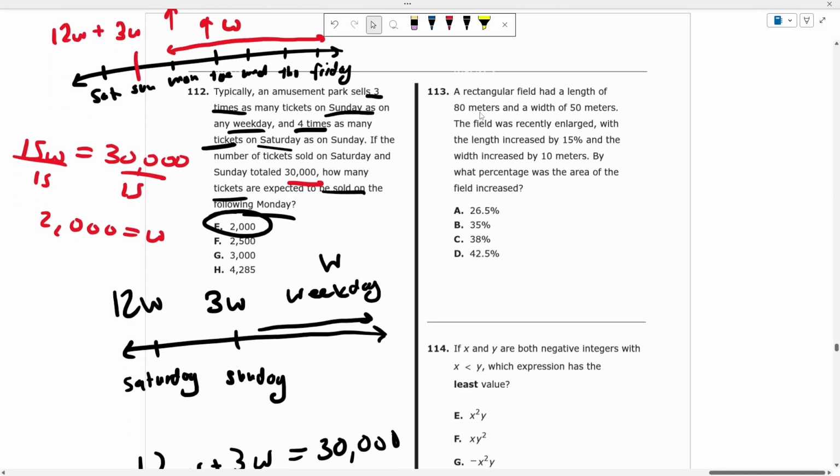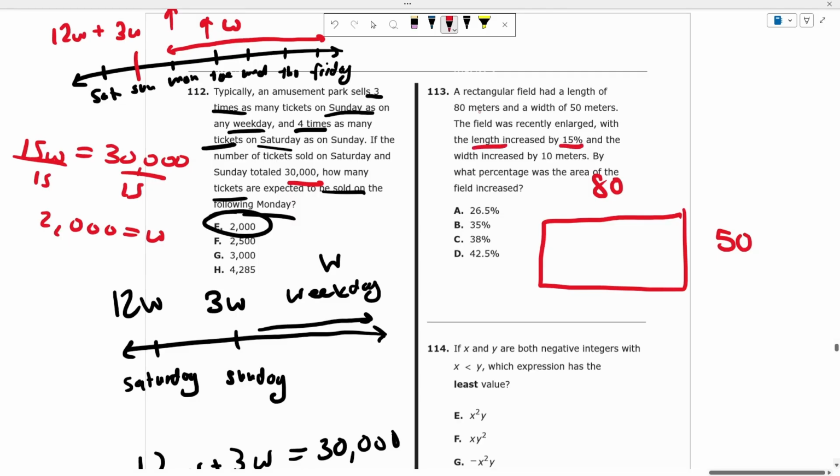Number 13 says that a rectangular field has a length of 80 meters and a width of 50 meters. The field was recently enlarged, with the length increased by 15% and the width increased by 10 meters. So we know that it has a length of 80 meters and a width of 50 meters. The length was increased by 15%. Okay, so 80 times 15%. 15% of 80 is going to equal 12.